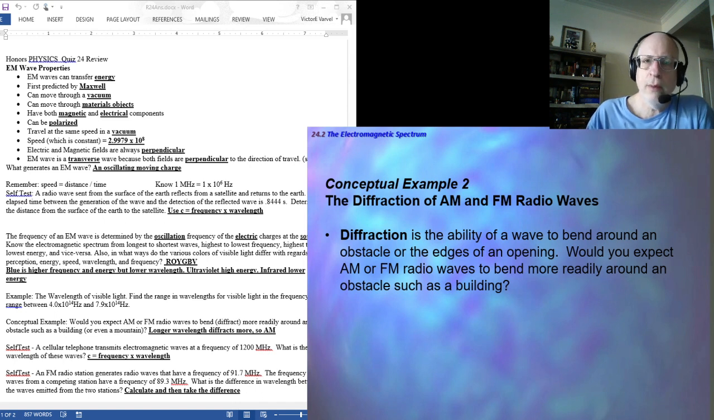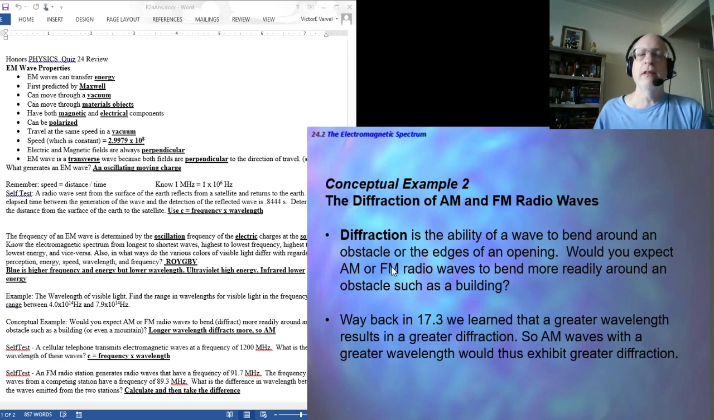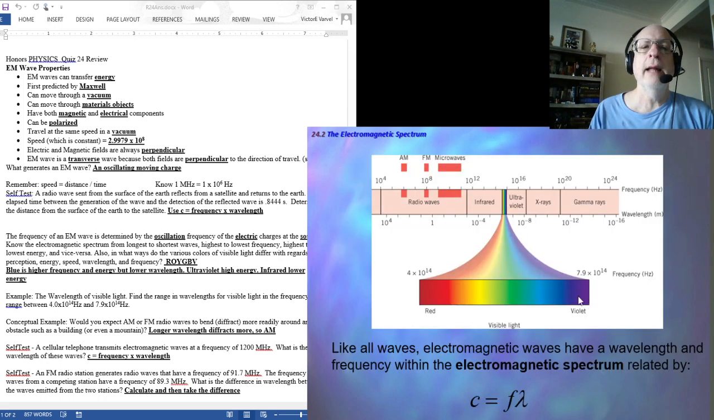Well, the larger the wavelength, the more likely it will be that a single wave will interact with an edge. So the answer is, and we've talked about this before, back in 17.3, we learned that a greater wavelength gives a greater diffraction. So AM has a greater wavelength. And that's where you just need to start to know this electromagnetic spectrum. AM has a small frequency, large wavelength. Gamma has a very high frequency, very low wavelength, and frequency is also directly related to energy, so gamma rays have a very high energy.